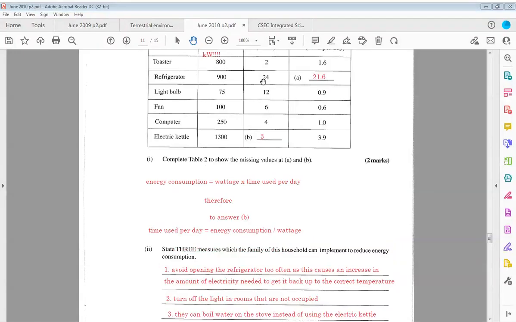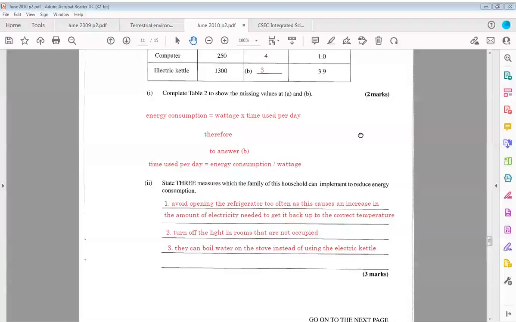The refrigerator is something we know we can't unplug when we're not using, right? It has to be on 24/7. So that's why this is 24 hours here. But what we can do is reduce the amount of times we're opening the fridge. Because remember, the fridge has a system where it's going to maintain a particular temperature. So let's say it has to maintain that temperature of 20 degrees Celsius, whatever, right?